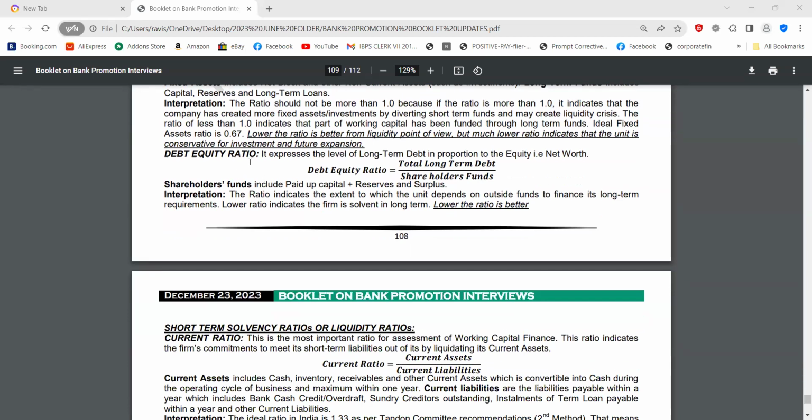Next one, debt equity ratio. Total long-term debt divided by shareholders' funds. Shareholders' funds include paid up capital plus reserves and surplus. Interpretation: the ratio indicates the extent to which the unit depends on outside funds to finance its long-term requirements. Lower ratio indicates the firm is solvent in long term.